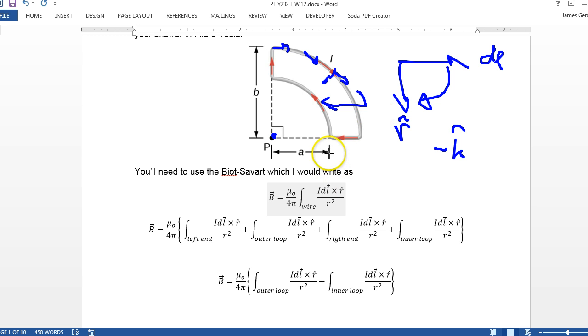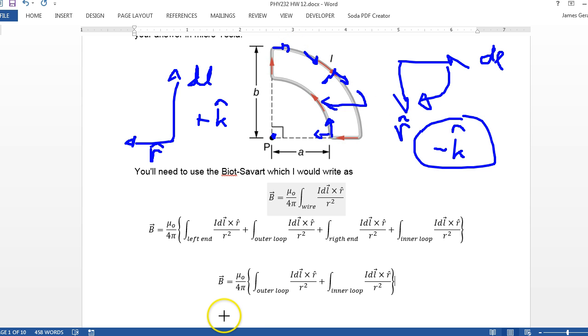In the inner loop, dl is in this direction, r hat is in that direction. So if you look in the inner loop, we've got dl, we have r hat. You go through the same process, thumb in the direction of dl, forefinger in the direction of r hat, your middle finger perpendicular to them, and in this case it's coming out of the screen at us, in the positive k hat direction. So along the outer loop, it's in the minus k hat direction, and along the inner loop, it's in the plus k hat direction.